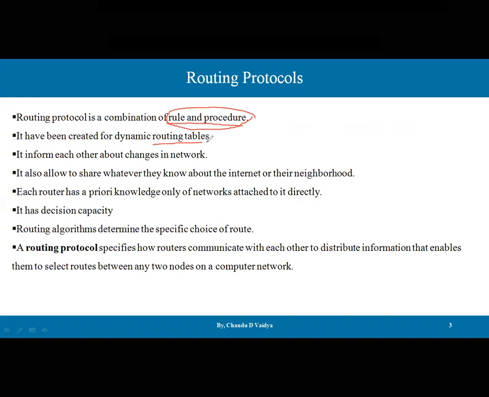If you have static routing, the system administrator can manually work on that particular routing. But if you configure a dynamic routing protocol, that protocol automatically works to create dynamic routing tables, because on the basis of these routing tables, the router is going to take a decision. It informs each other about changes in the network. Whatever changes are made in a particular network are disseminated from neighbor to neighbor. This is also a function of a routing protocol.